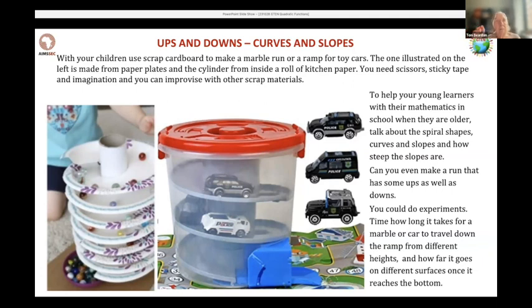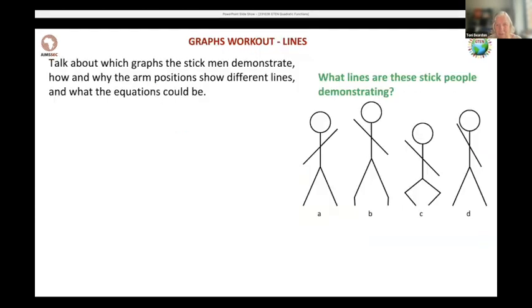distance. So a moving object goes in a certain amount of time, and your learners could time how long it takes for the marble or car to travel down the ramp according to the height from which you drop it and how far it goes when it runs off the bottom. And then, as Caroline says, if the surfaces are different, if it's running on a carpet or a smooth surface, does that make a difference to how far the marble or the car goes? And why? Ask the question, why do you think it makes a difference? Bring in the idea of friction.